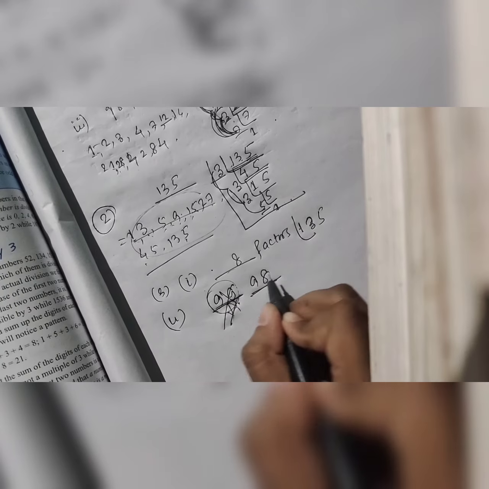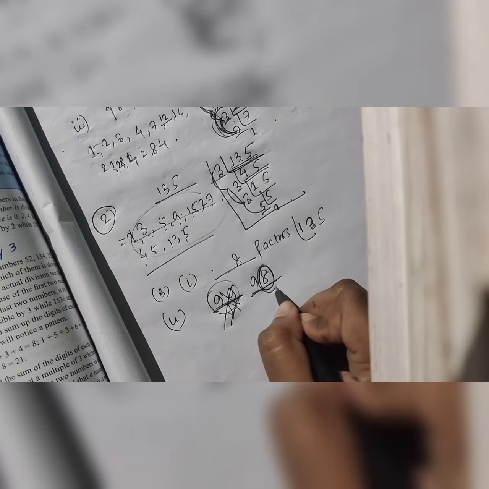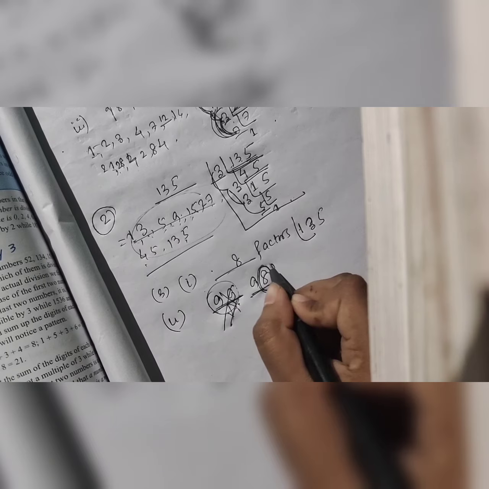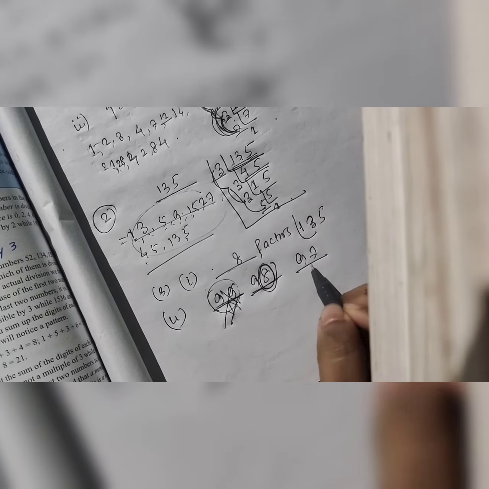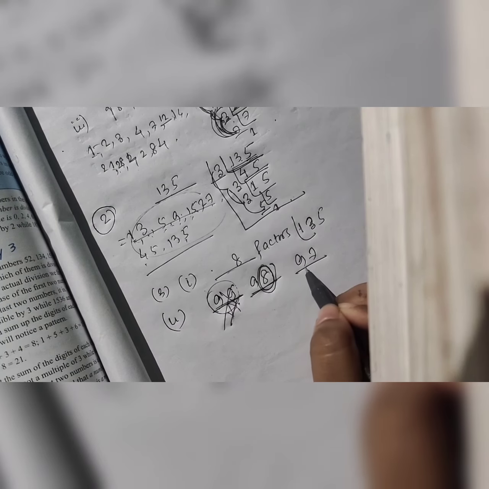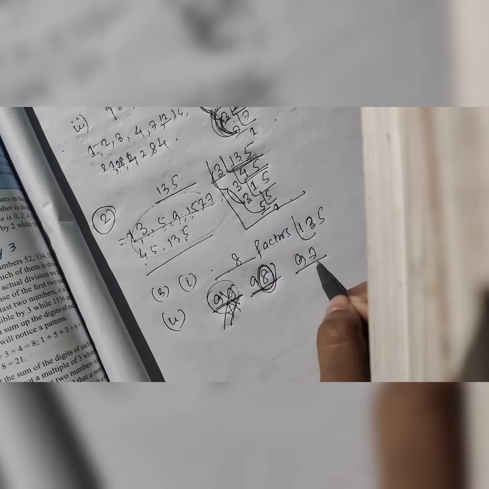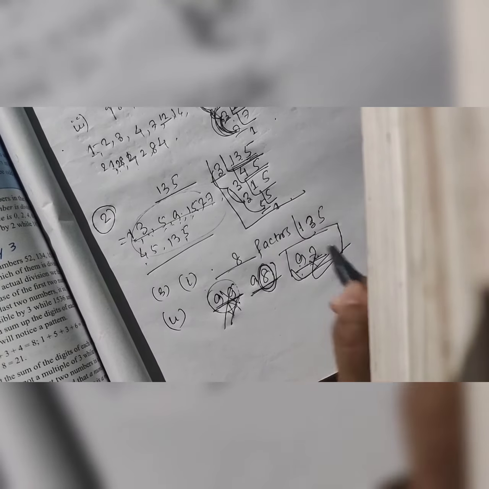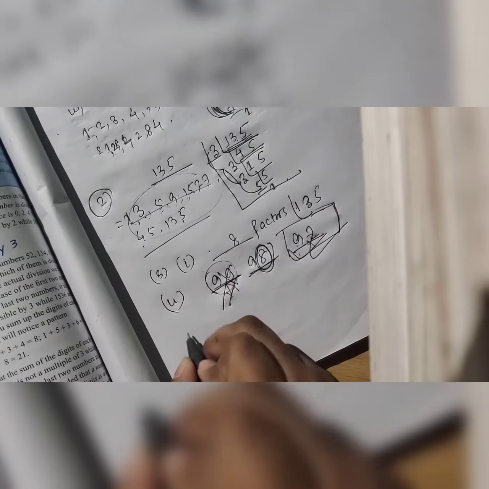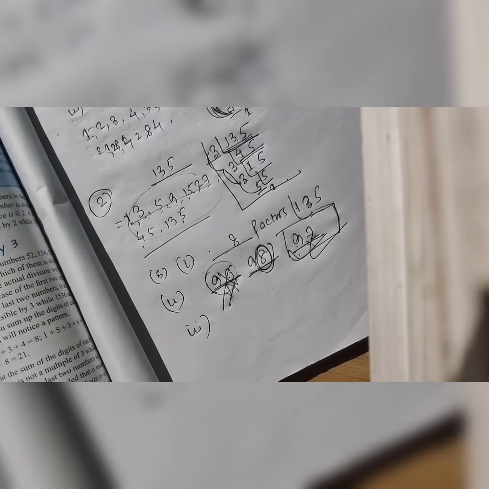Then we go to 97. Check, is it divisible by any other numbers? If we go to the divisibility rule of 2, it is not divisible by 2. Then 3: 9 + 7 is 16, so it's not divisible by 3, and also not by 4. So this number is the greatest two digit prime number.